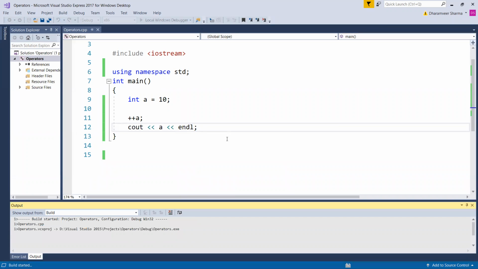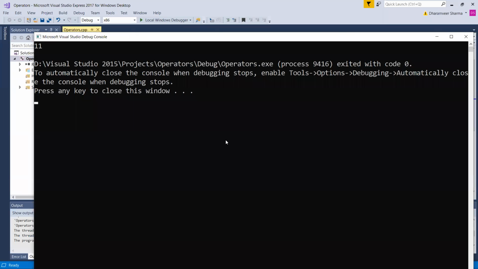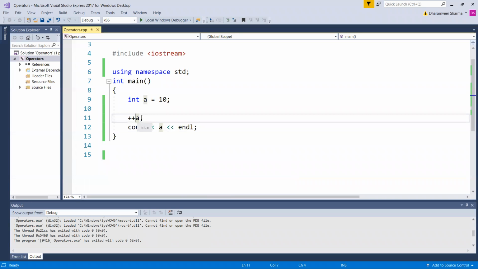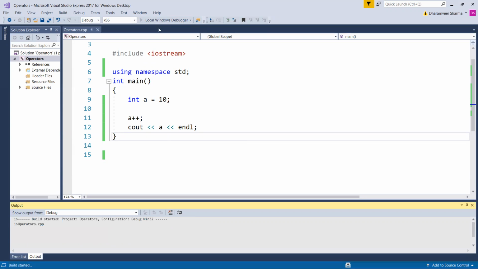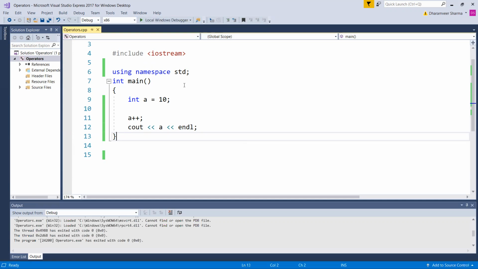Let's run it. Answer is 11. And what will be the answer now? I have changed it. Now this is post increment. What will be the answer now? Same 11. The same 11. But you said these are different. 11 is coming in both cases.